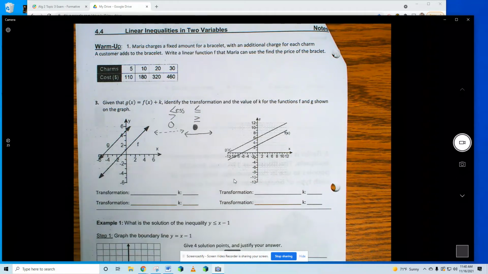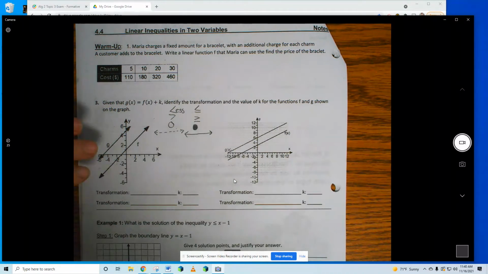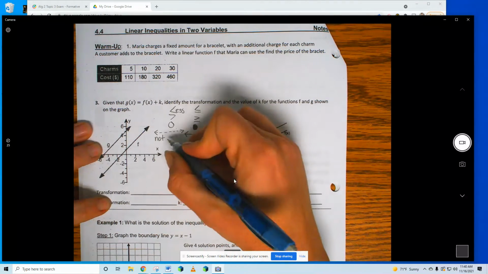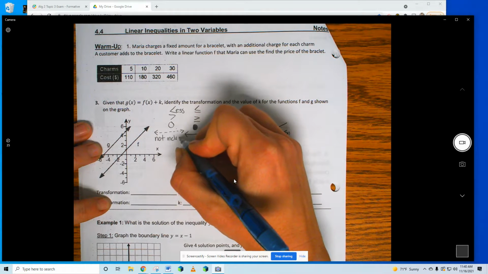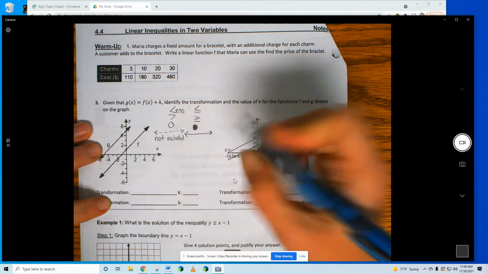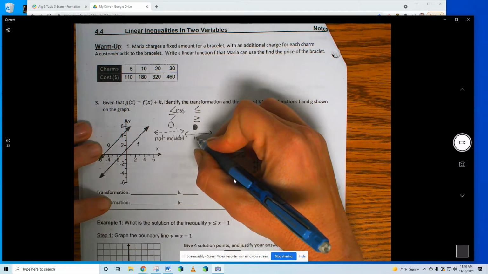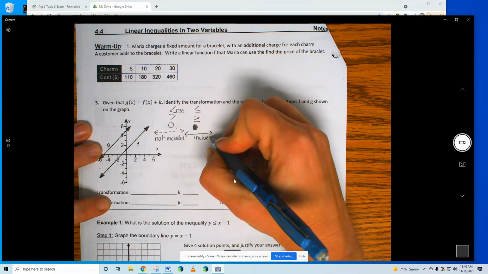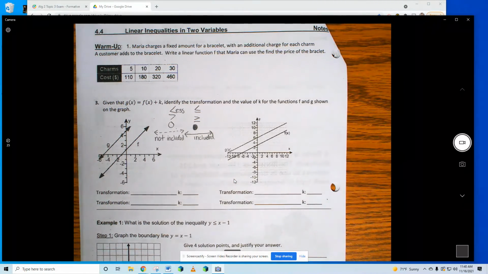So today we're going to talk a lot about dotted lines and solid lines, or dashed and solid. A dashed line means that the numbers on the line are not included. Solid means that the numbers on the solid line are included. Okay.